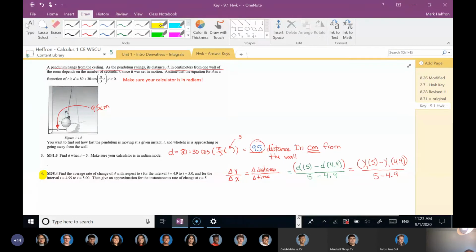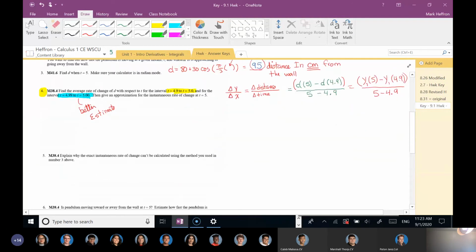What is going to be the difference between an interval of 4.9 to 5 and 4.99 to 5.0? Which one of these answers is going to give a better estimate of our IROC? 5.00 and 4.99. Why? Because it's closer, I guess. Yeah, that's right. This is going to be our better estimate.